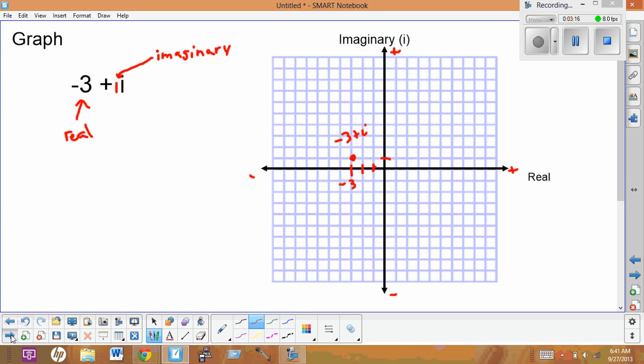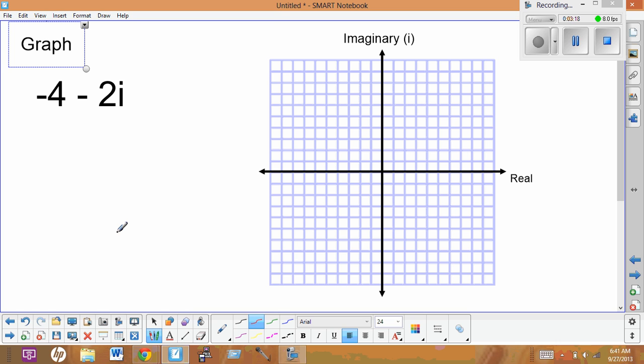Let's take a look at another example. This example is -4 minus 2i. So again, we want to get to our real number part. So I'll abbreviate real number with the R and the imaginary with an I. So in this case, my real number is -4. On the real number line, I'm going to go again to the negative direction.